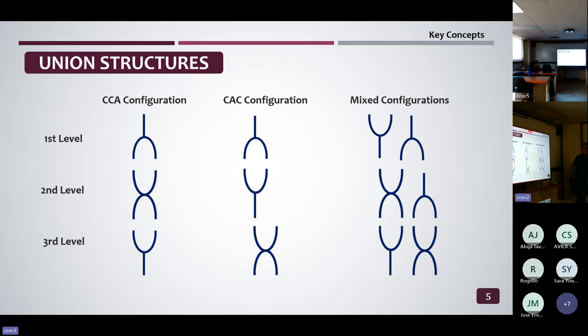One ability or property of the quantum operators is the possibility to combine the operators, like the CCA configuration, conformed by creation operator, crossing, and annihilation operator, or the CIC configuration, composed of creation operator, annihilation, and crossing, or even more complex configurations like mixed configurations. They enable generating more configurations by combining the three operators.